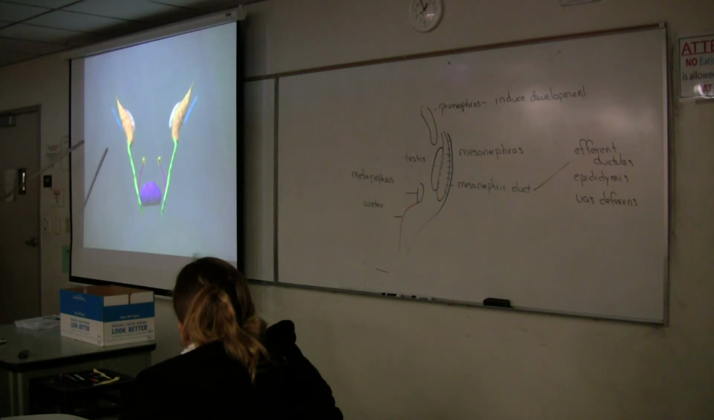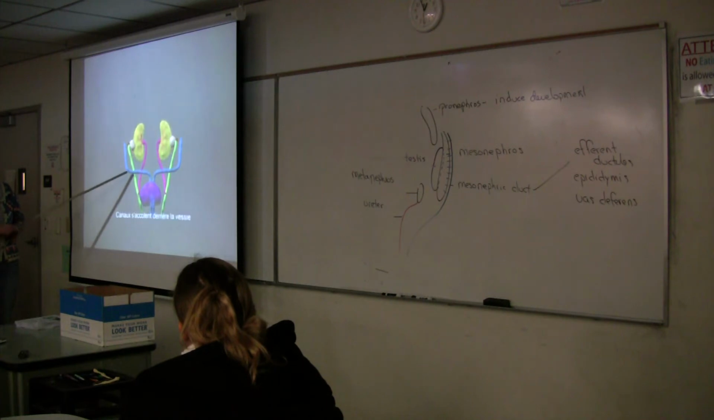The paramesonephros tubule here appears and disappears in the male. Paramesonephric duct disappears.